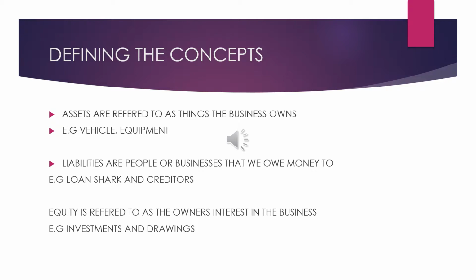Defining the concepts. Assets are referred to as things the business owns, for example, your vehicle and your equipment. Liabilities are people or businesses that we owe money to, for example, your loan shark and creditors. Equity is referred to as the owner's interest in the business, for example, your investments and your drawings. Drawings are things or money that the owner takes for personal use.